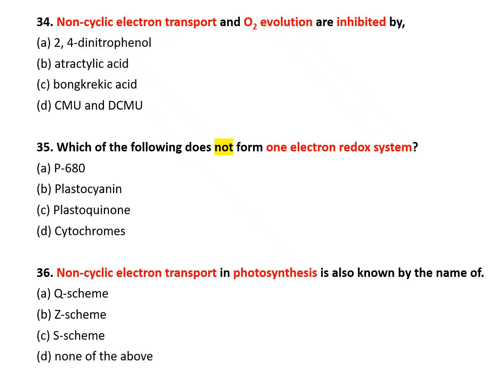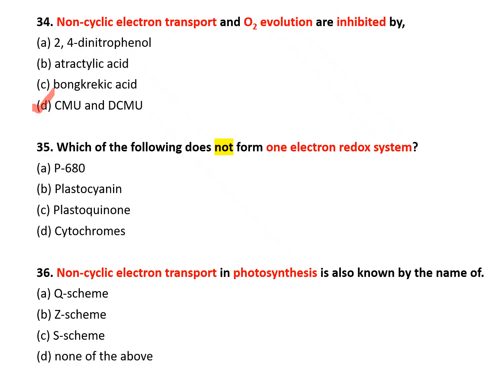The next question, number 34. Non-cyclic electron transport and oxygen evolution are inhibited by: option A, 2,4-dinitrophenol; option B, atracyclic acid; option C, bencardic acid; option D, CMU and DCMU. The correct answer is option D, CMU and DCMU.